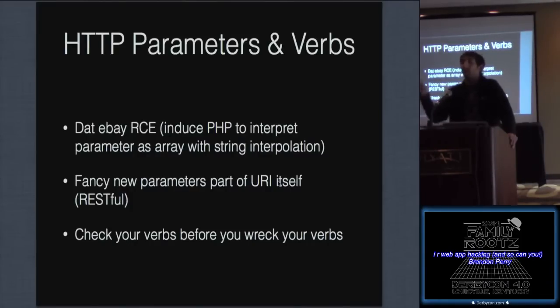And so you basically do id, open square bracket, close square bracket, and now the PHP app is interpreting that variable as an array of ints or an array of strings instead of just an int or a string. And he was able to achieve RCE that way because of the way the code was dealing with that variable coming off of the GET parameter.